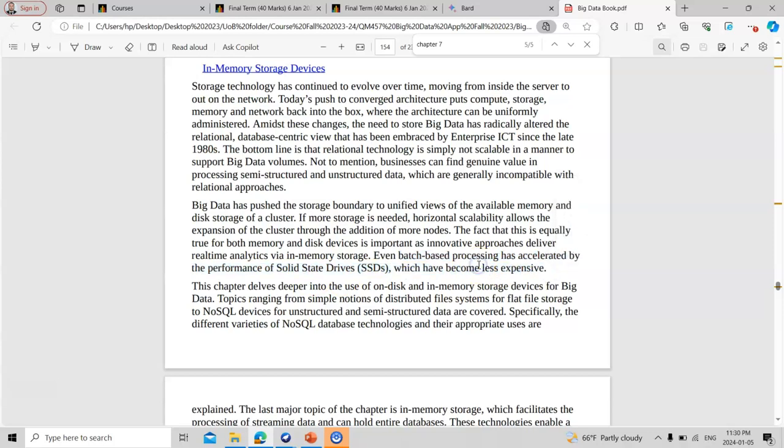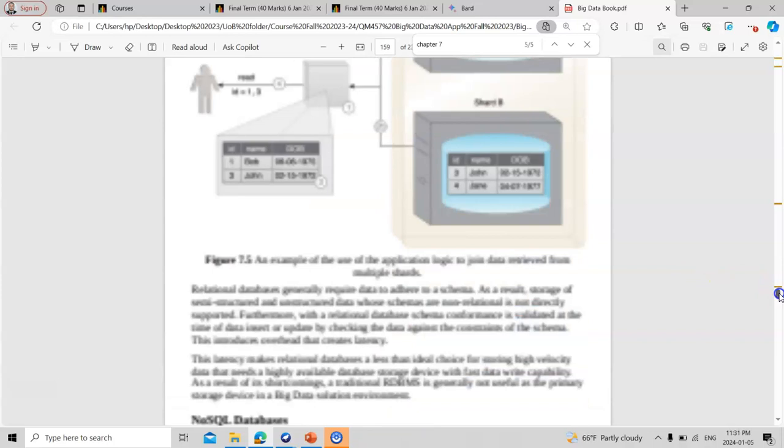It means that one of the questions could be designed like this: for batch-based processing, which drives are used? I will give some options like solid state drives or other kinds of drives, right? So these could be the questions, right?